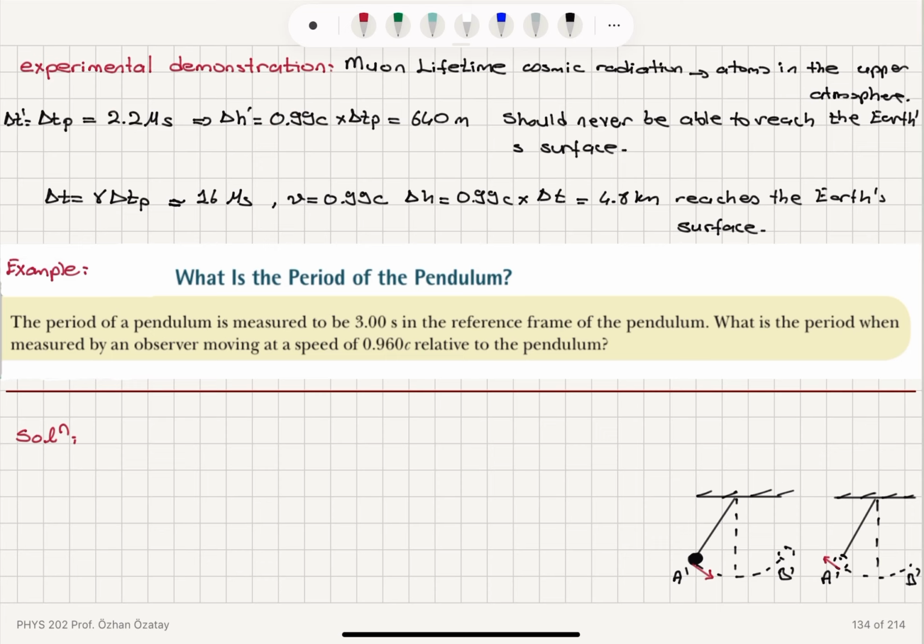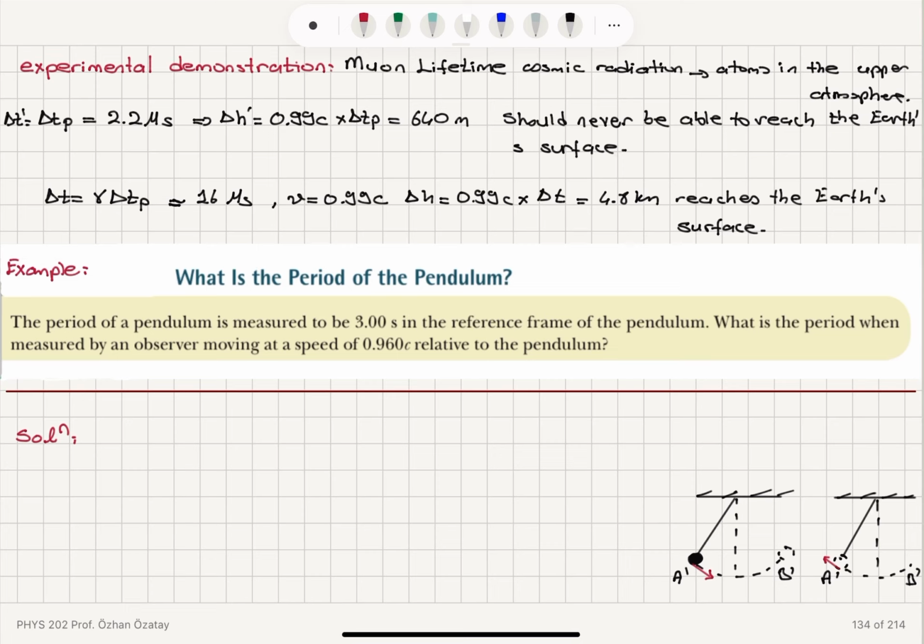the distance traveled is 0.99c multiplied by the proper time. So the creation and annihilation points are at the same point in the reference frame of the muon. So we have 2.2 microseconds multiplied by 0.99c gives us 640 meters. They are created in the upper atmosphere, and therefore muons should never be able to reach the Earth if we look at it from the muon's point of view.